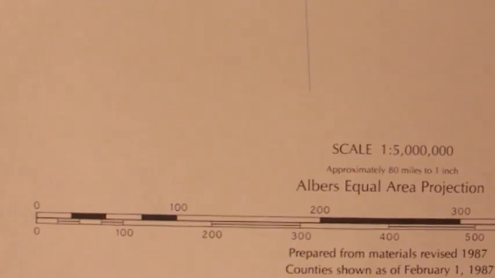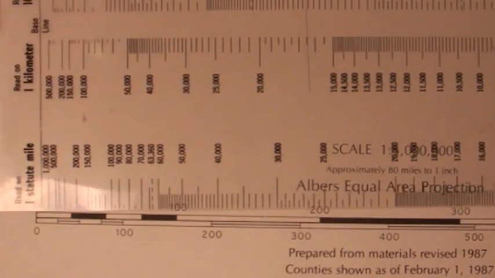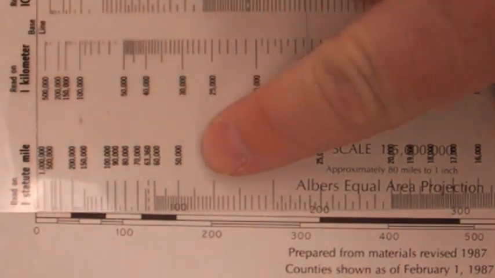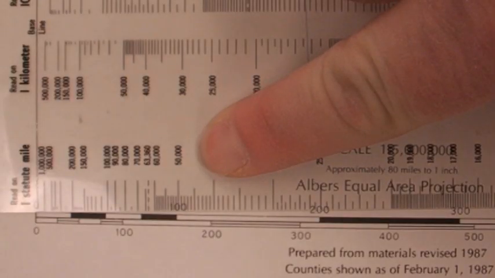The 100-mile mark comes in at about 50,000 on the natural scale indicator, so we multiply this by 100 to get our scale of about 1 to 5 million.